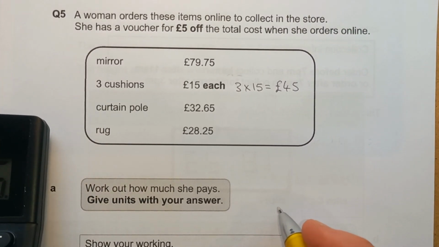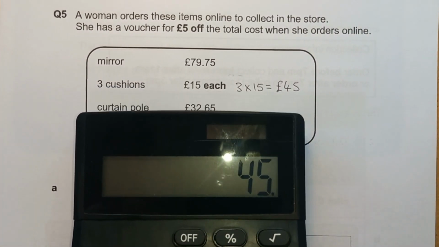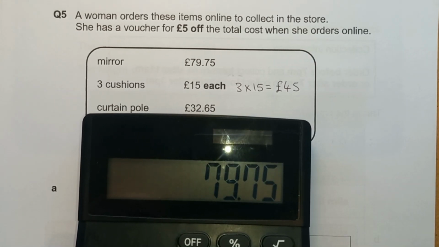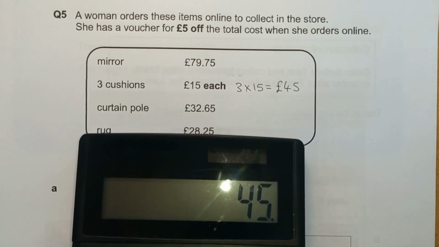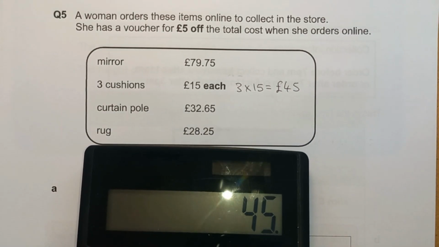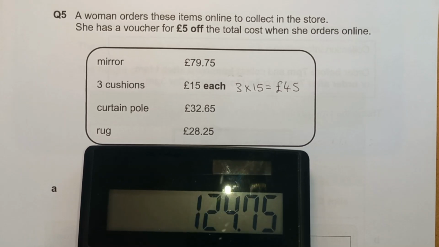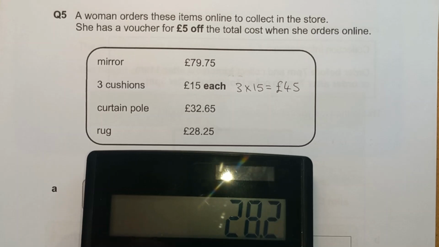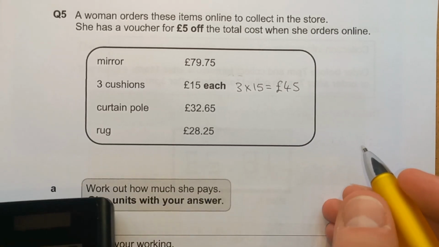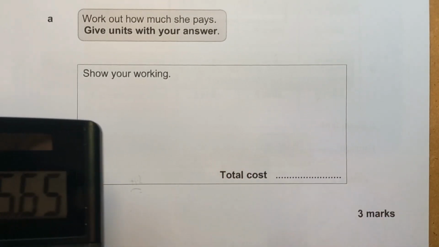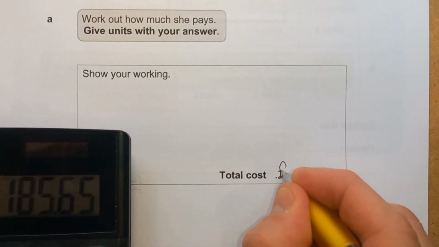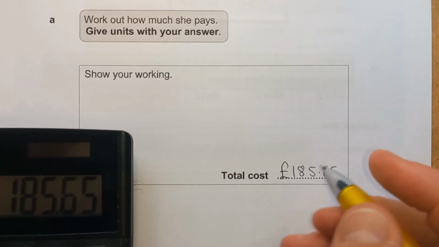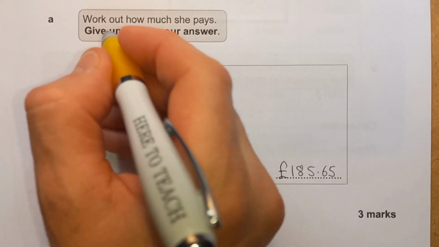Right, so now we want to add them all together. Let's start from the top. We've got £79.75 plus 45, because we've got 3 of them. Or you could have added 15 plus 15 plus 15, that's fine. Then we had the curtain pole at £32.65, and finally the rug at £28.25. That gives us a total of, and we can put it right down here, it's going to be in pounds, and it's £185.65. And note it does say give units with your answer.